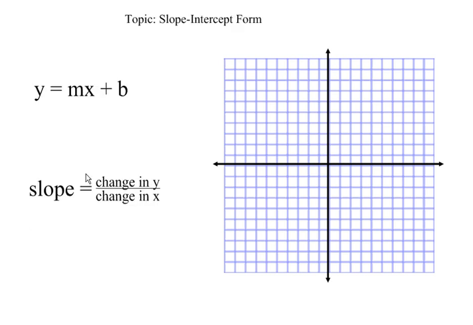Now, quick refresher on slope-intercept form first. And this is a big deal, so we have to keep going. Slope-intercept, as we talked about in the first two lessons, slope is m. And what that is, is a change in y over a change in x.